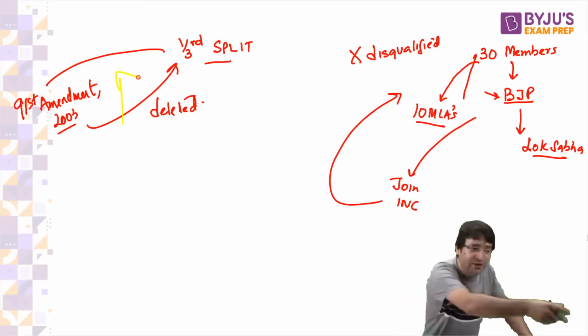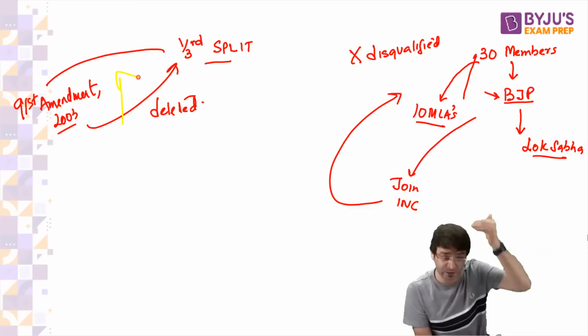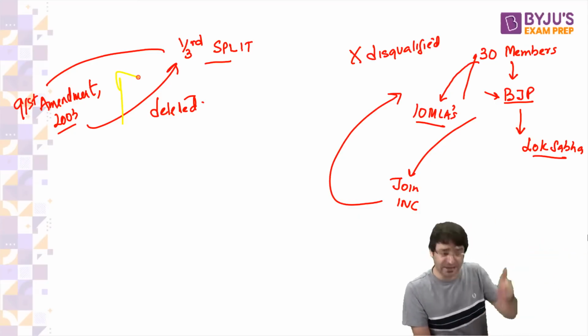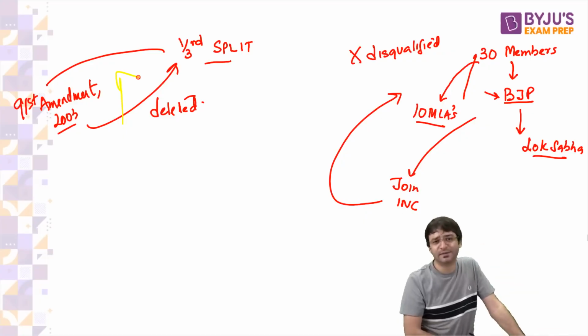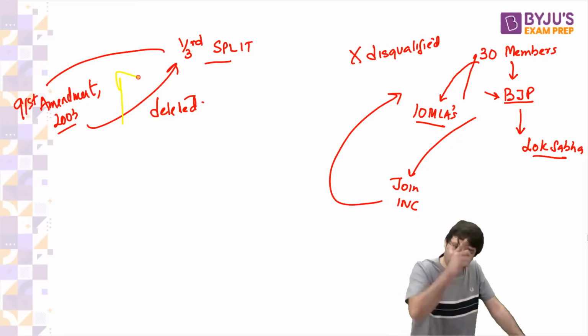Split would lead to disqualification. There has been a split in Shiv Sena, it will lead to disqualification. There has been a split in NCP, there will be disqualification. But whether that law is implemented correctly or incorrectly, that is the question that remains. Otherwise, they should be disqualified.